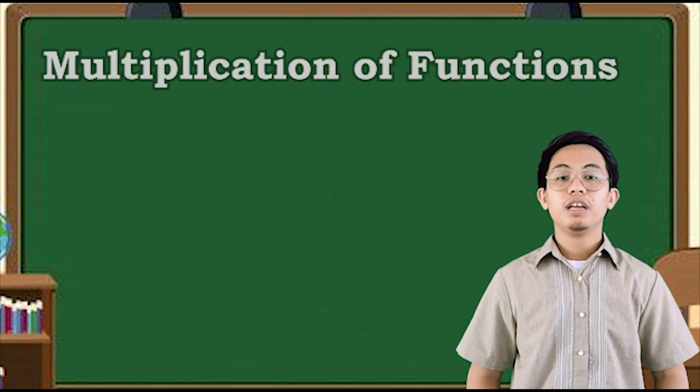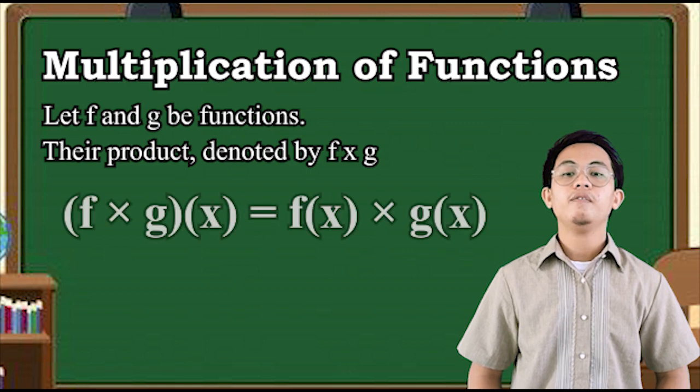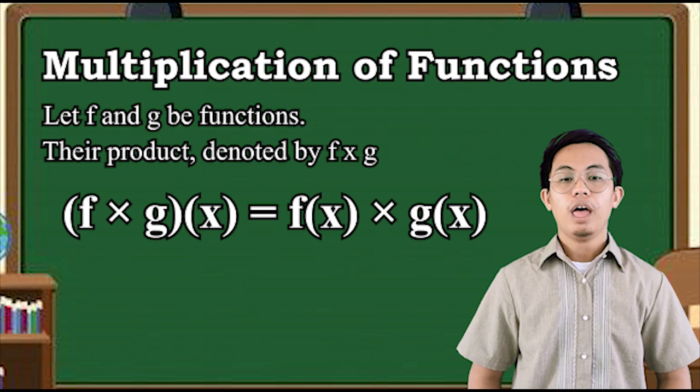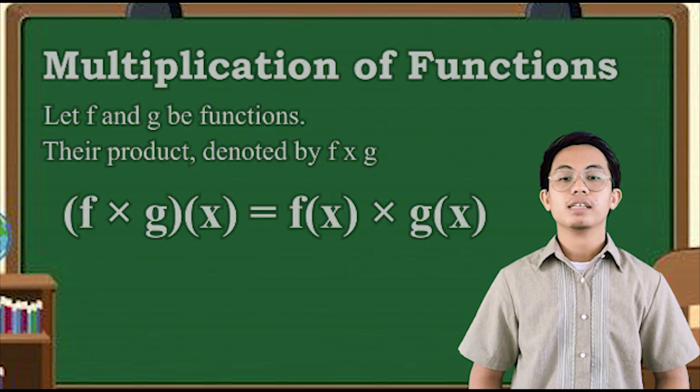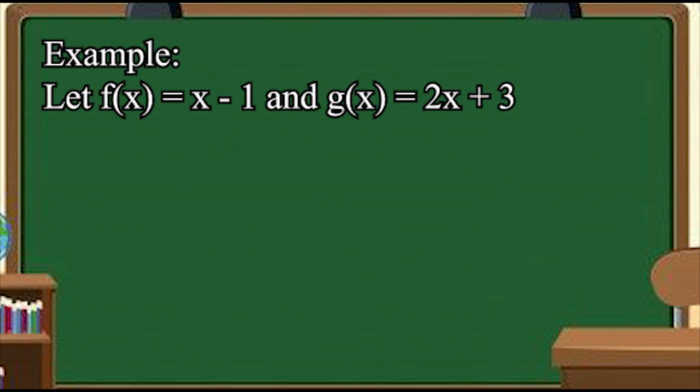Next is the multiplication of functions. By definition, the product of the functions f and g, denoted by f times g, is the function denoted by f times g of x, which is equal to f of x times g of x. Using the same function earlier, we have f of x equals x minus 1 and g of x equals 2x plus 3. We will find f times g of x.